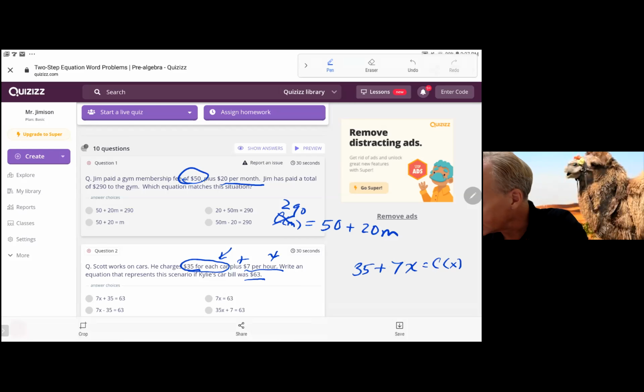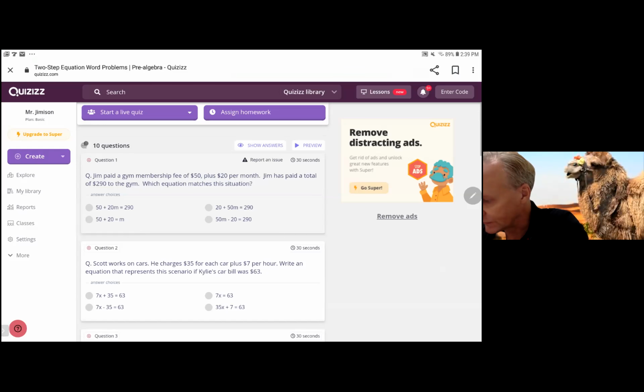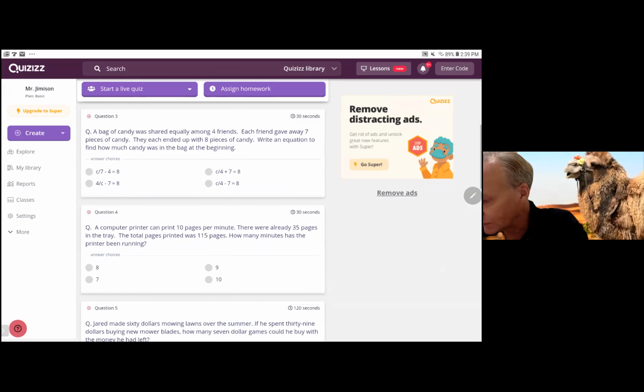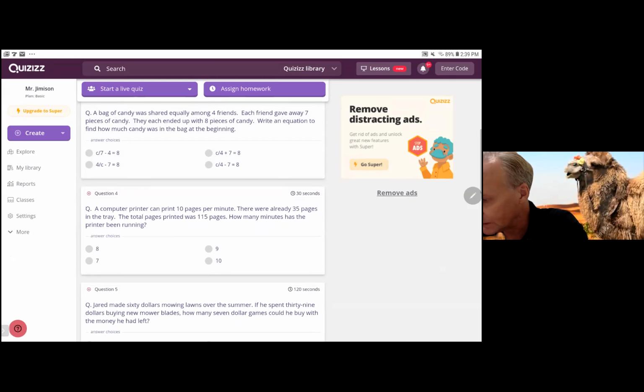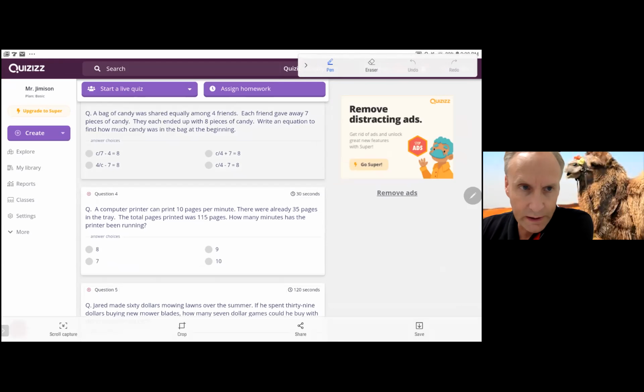So I'm going to get rid of this and go to the next few questions. I'm going to do question number 3, 4. Can I get 5 in there as well? Yeah, I can get 5 in there as well. So I'm going to do these 3. Come on. Here we go. So what it does is it takes a picture of it so I can write on it.